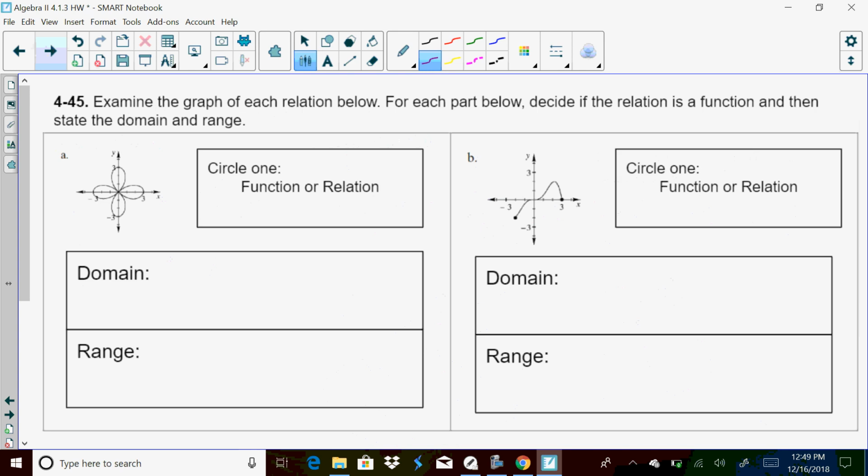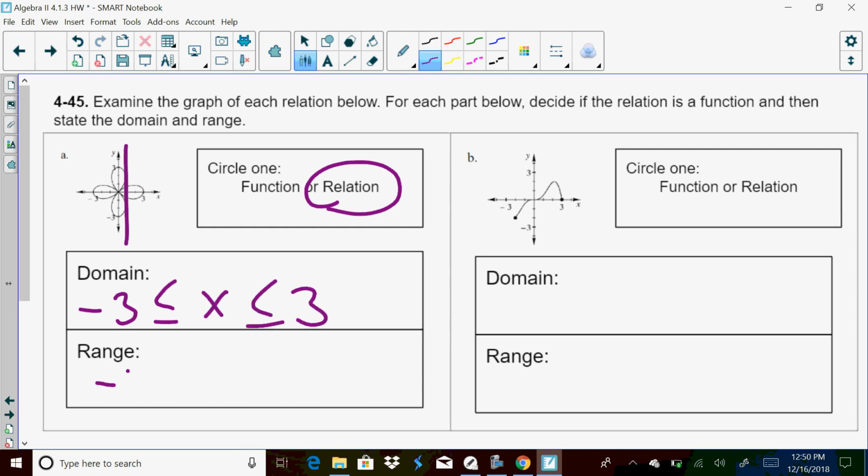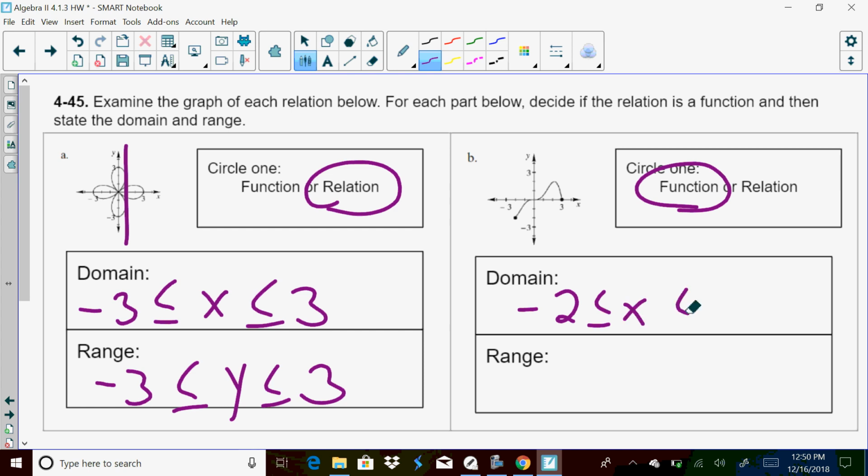Problem 45, examine the graph for each relation below. For each part, decide if it's a relation or a function, and then state the domain and range. So in the first one, it's a relation. It's not a function because of the vertical line test. And the domain is -3 is less than or equal to x, which is less than or equal to 3. The range is exactly the same. For this one, it is a function, and its domain goes from -2 to 3, and its range goes from -2 to 2.